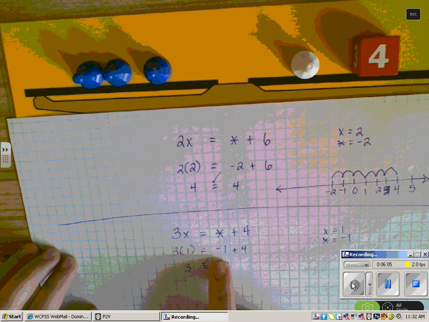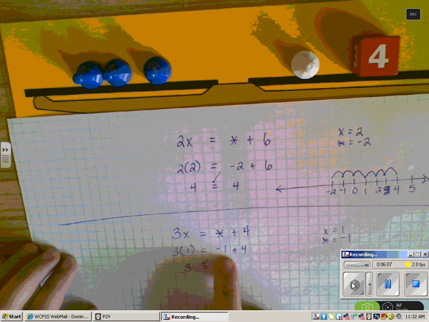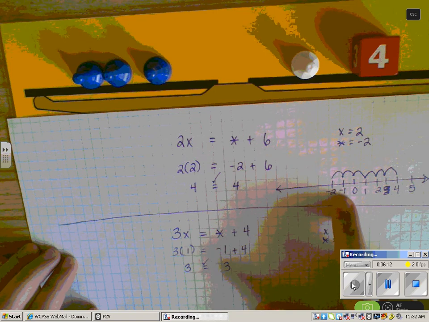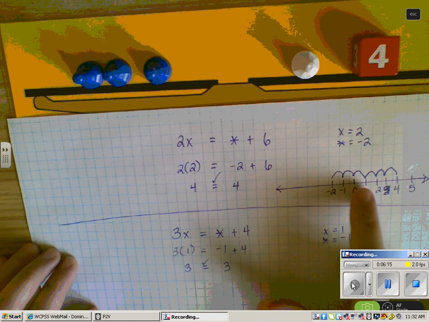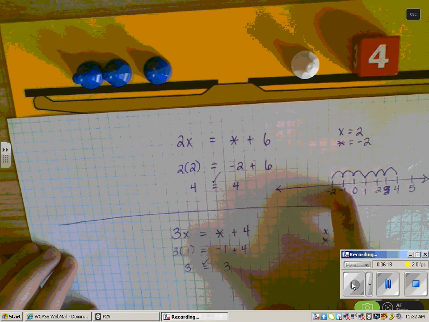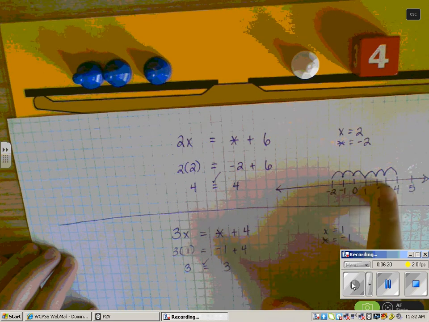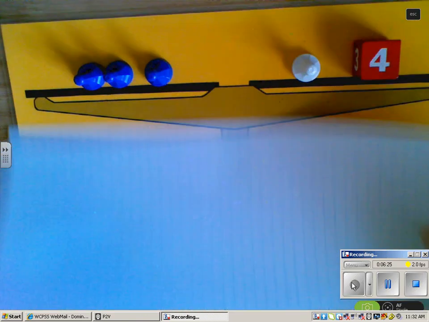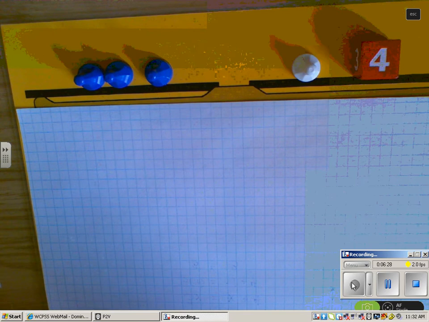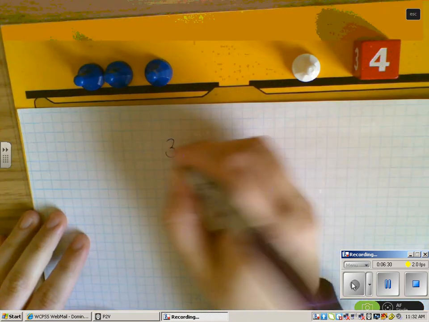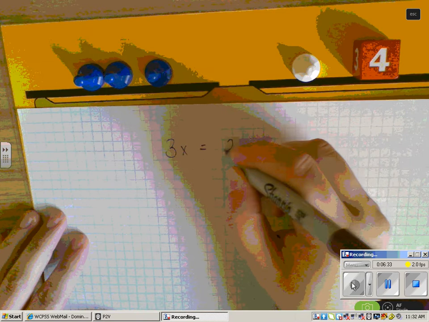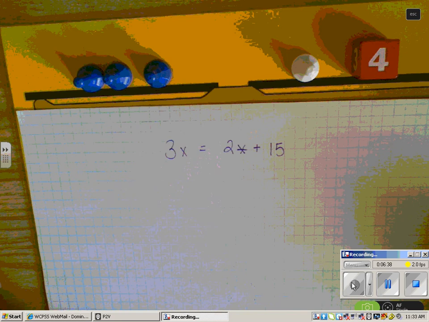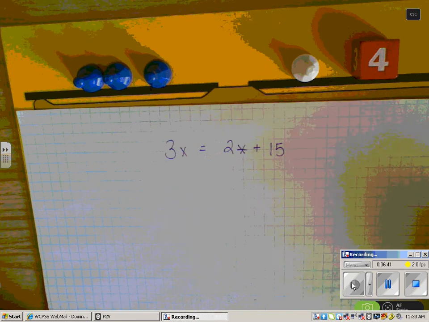Again, if you're having trouble thinking about adding to a negative number, think of it on your number line, starting at negative 1 and adding 4. 1, 2, 3, 4, and you end up at 3. Okay? Try another equation. It's 3x equals 2 star plus 15.